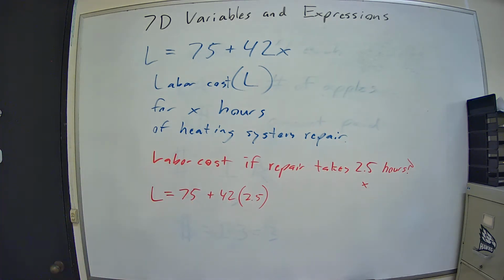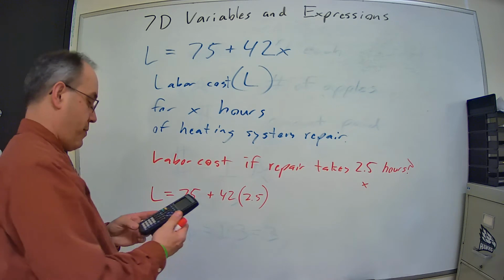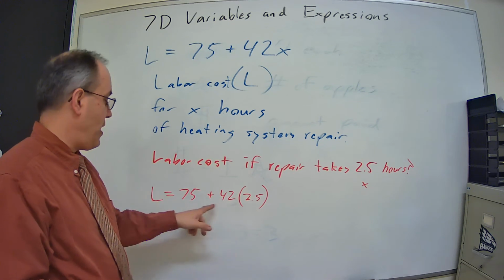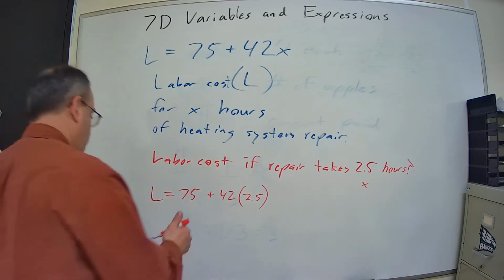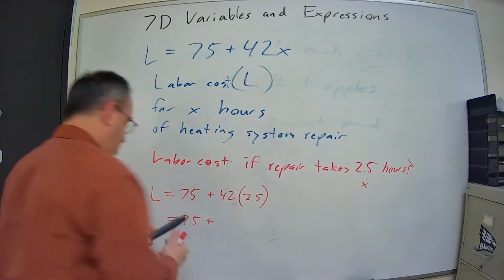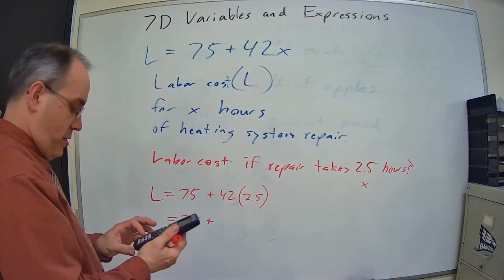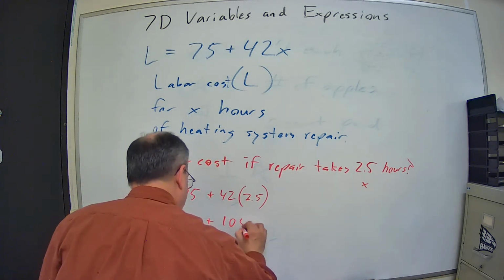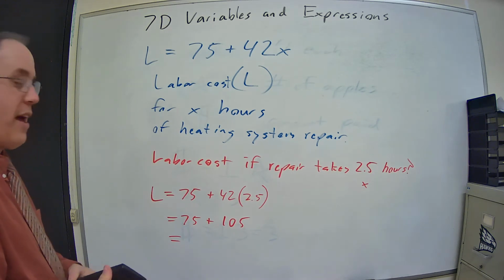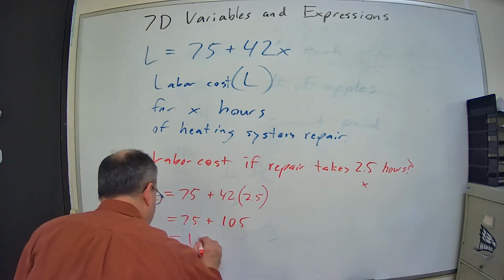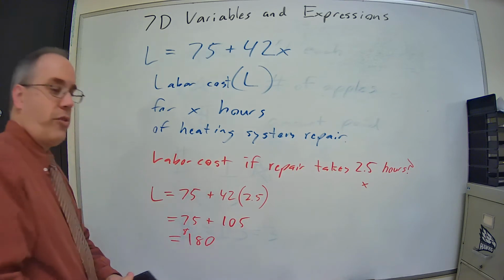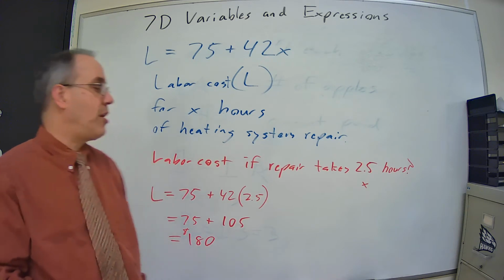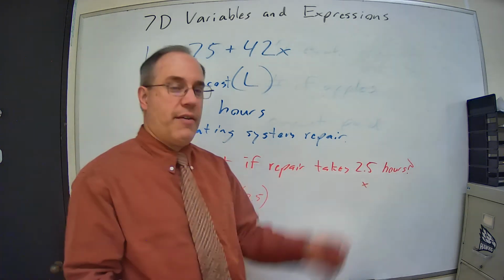As I reach over and grab a calculator, which hopefully works. Order of operations says multiply and then add. So we're going to have 75 plus 42 times 2.5, which gives us 105. So 75 plus 105 gives us 180. So the labor cost is going to be $180 for them to come and work for 2.5 hours.